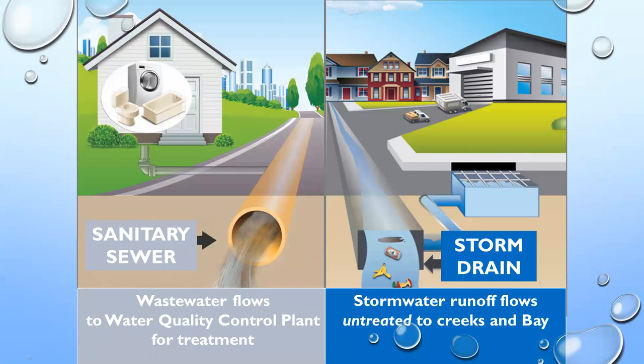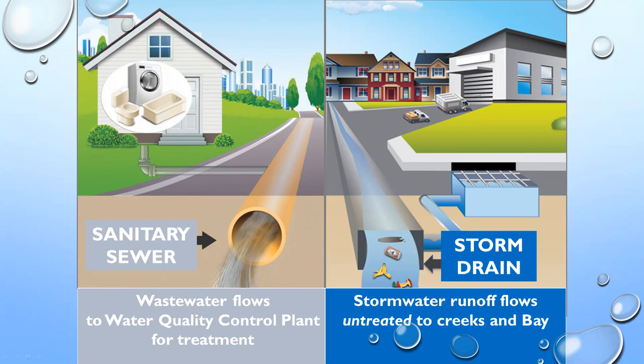So our sanitary sewer, one of those options on the questionnaire was it flows through a sanitary sewer into a treatment plant. That is what happens from our toilets, our dishwashers, our laundry machines, everything in our house goes out into the sewer and it goes to the water quality control plant in Palo Alto where it gets treated before it goes back out into nature. Everything gets treated and the water is all cleaned up before it goes out.